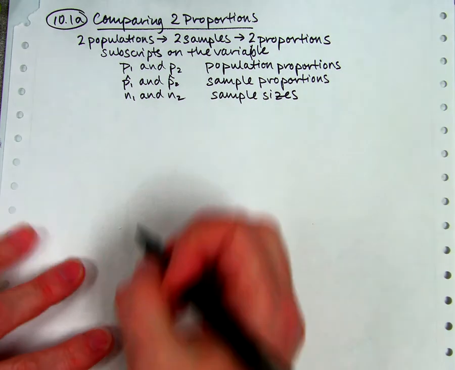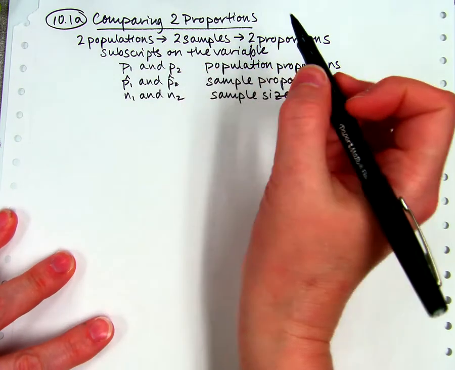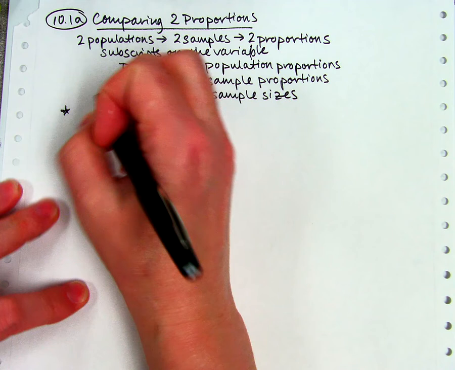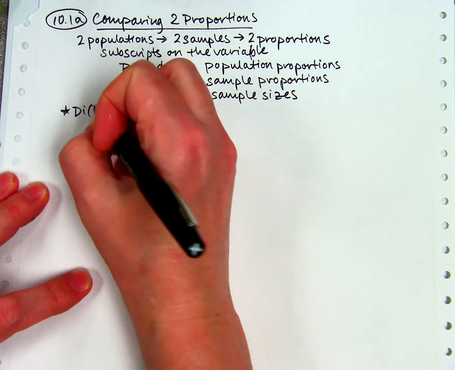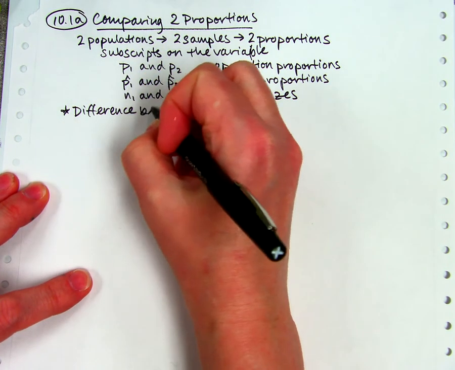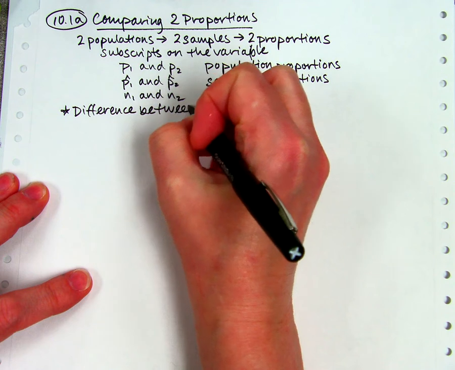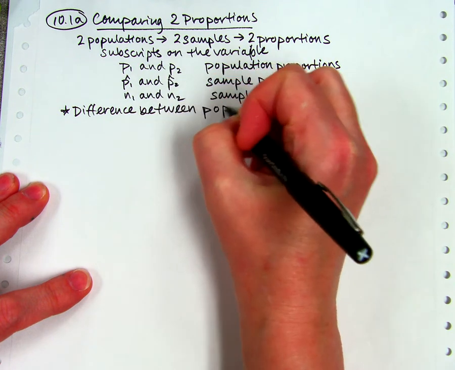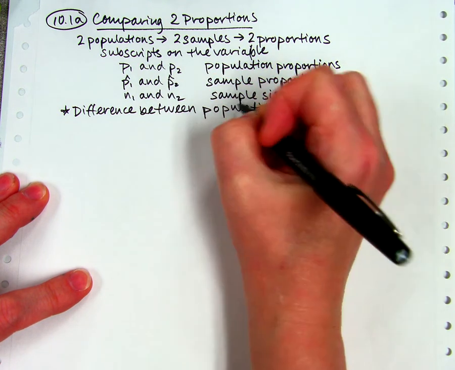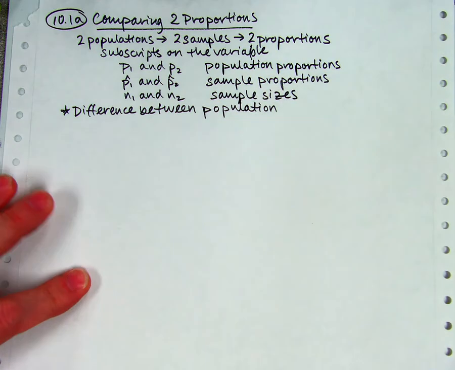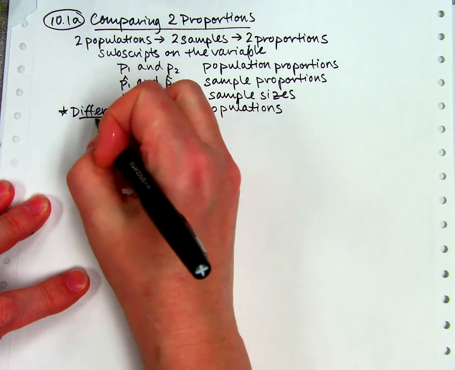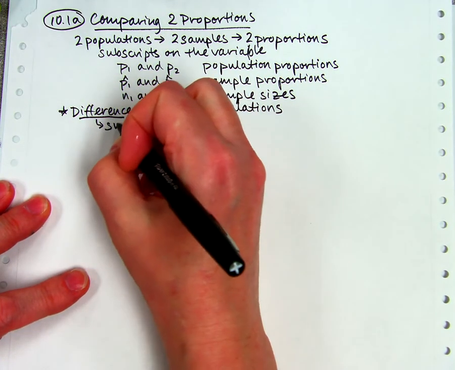So what we're mostly going to be interested in is comparing by doing a difference, or in other words, subtracting. We want to know the difference between our populations or the difference between our proportions. Let's start with populations. So if we want to know, for instance, is one population more likely to do something than the other, that word difference should remind you that we're subtracting.